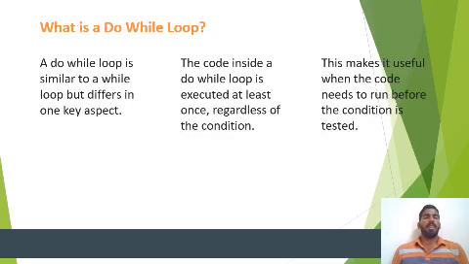What is a do while loop? A do while loop is similar to a while loop but differs in one key aspect. The code inside a do while loop is executed at least once regardless of the condition. This makes it useful when the code needs to run before the condition is tested.